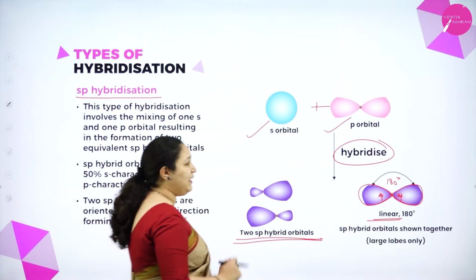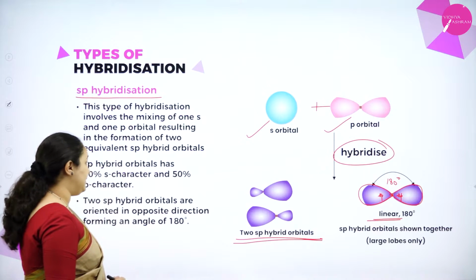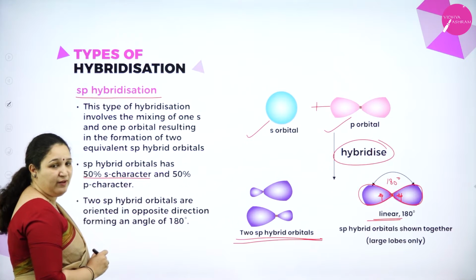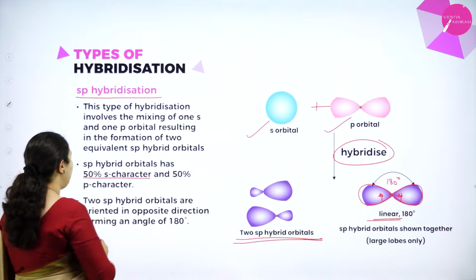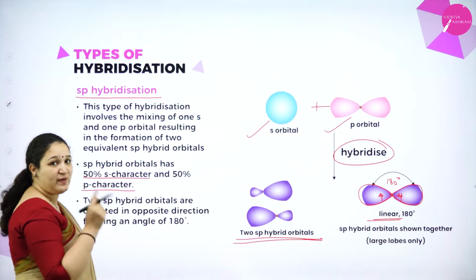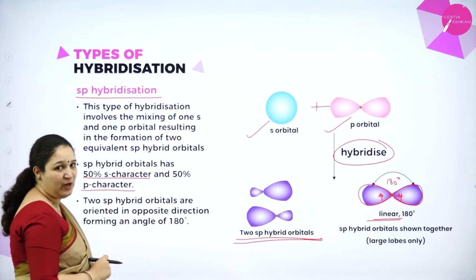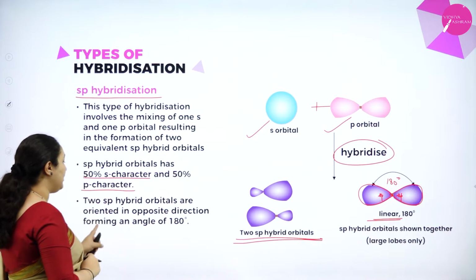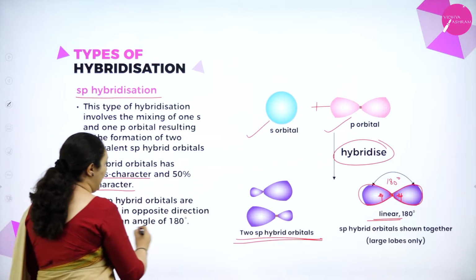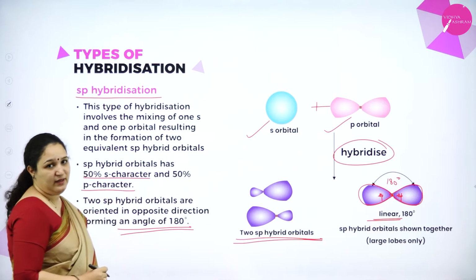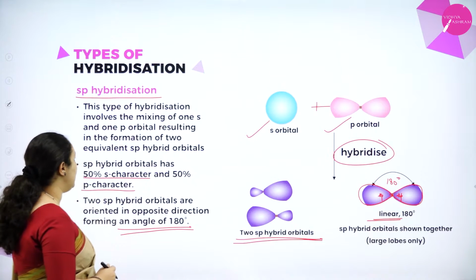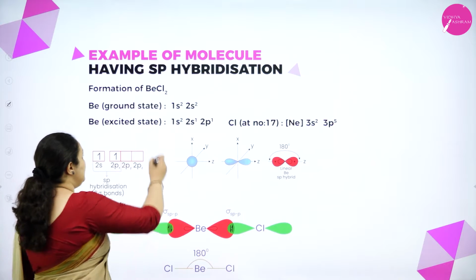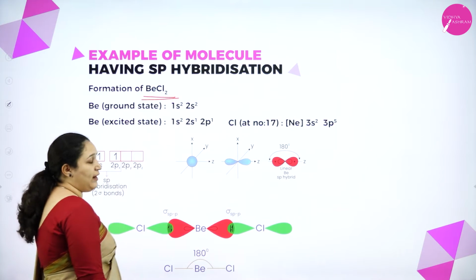Now, in sp hybridized orbitals, 50% of the orbital has s character and 50% has p character, because we have one s orbital and one p orbital which are mixing. The 2 sp hybrid orbitals are oriented in opposite directions, forming an angle of 180 degrees. Now we'll see the example for sp hybridization, that is BeCl2, beryllium chloride.